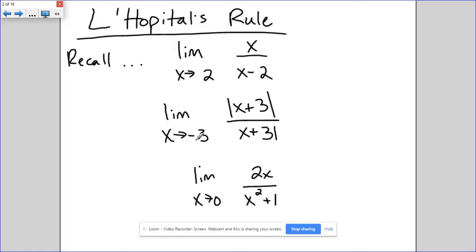Or on this one, this is the absolute value of x plus 3 on top, and then x plus 31 on the bottom. We could use direct substitution, plug negative 3 in, we get 0 on top, 28 on the bottom. So 0 over 28 is 0. In a similar way on this last one, if we plug 0 in for x, we get 0 on top, 1 on the bottom, 0 over 1 is 0. So that is one way we can solve limits.